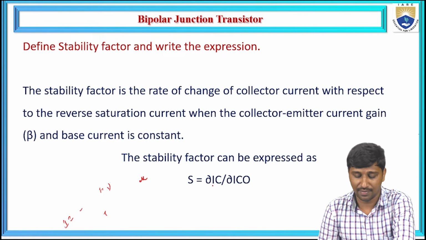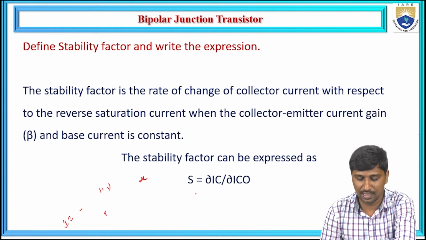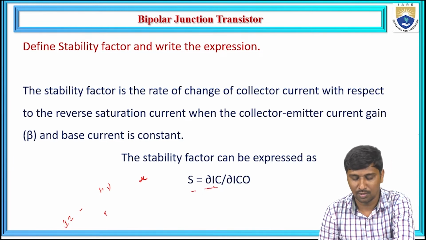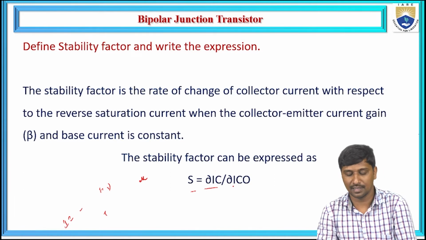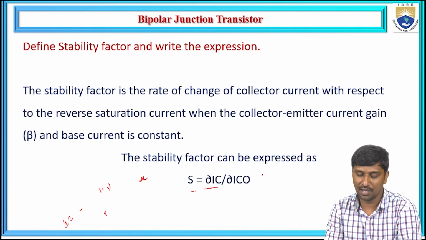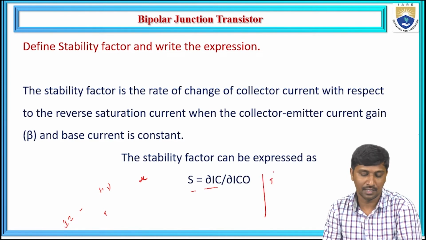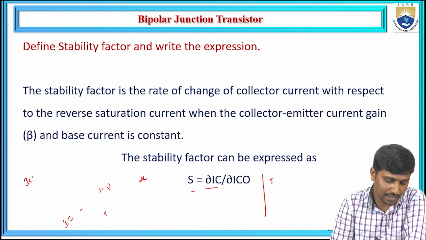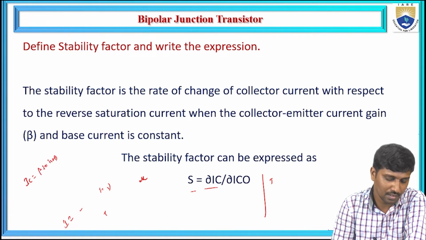Q point, we need to consider some important parameters like stability parameters. The stability factor is represented as the rate of change of collector current with respect to the rate of change of reverse saturation current. Here we have three terms. If you observe the collector current, IC is equal to beta times IB plus (1 plus beta) times IC naught.